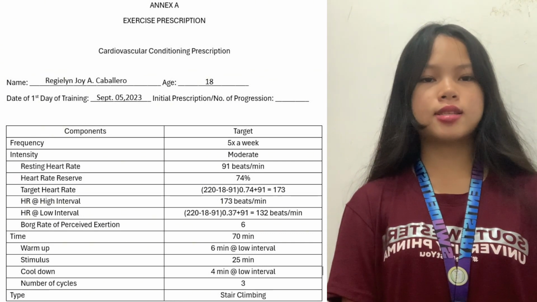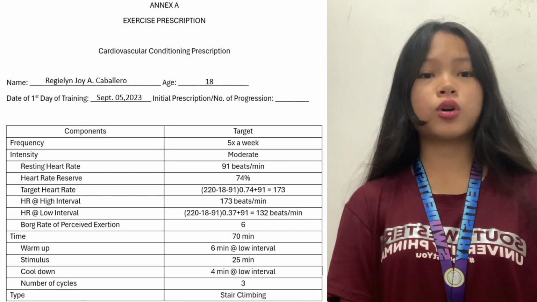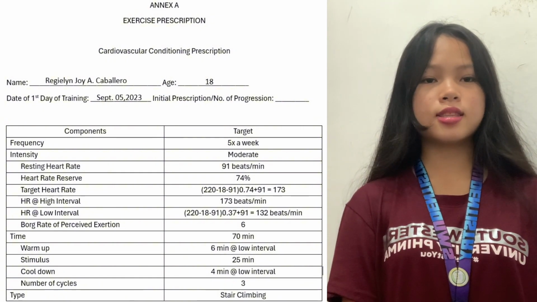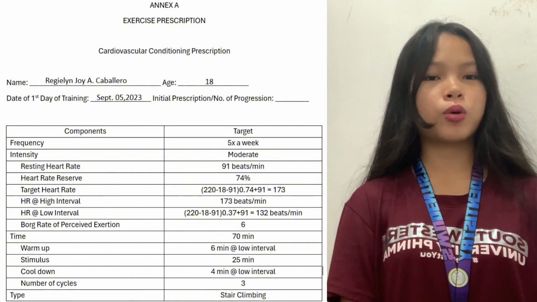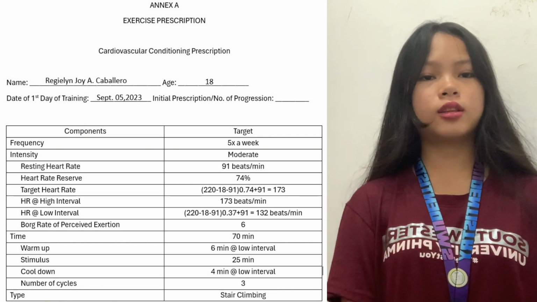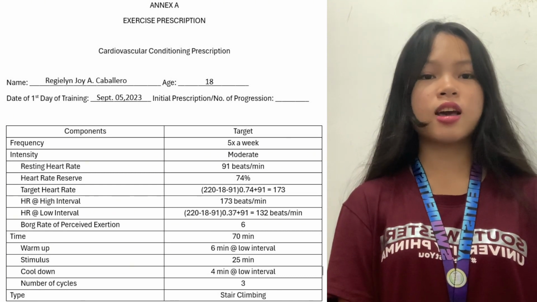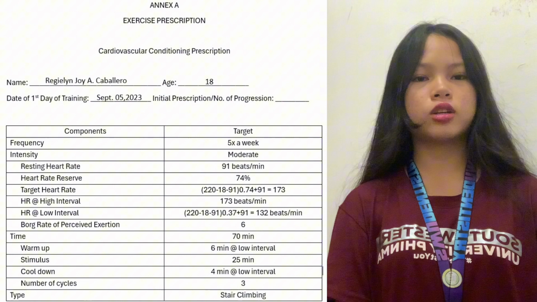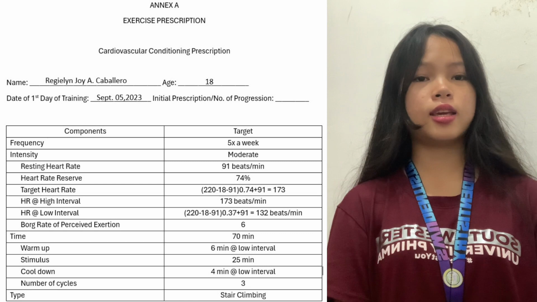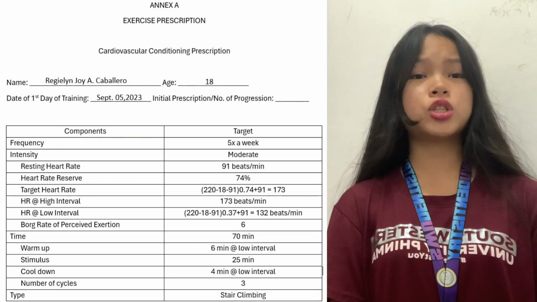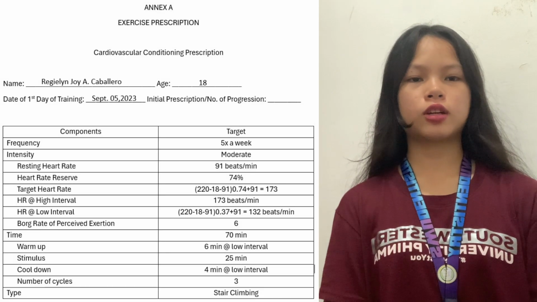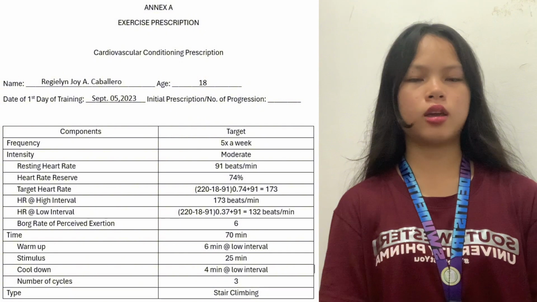For frequency, it's your own choice on how many times you're going to do a specific type of exercise in a week. Then intensity, you will put whether it is light, moderate, and vigorous intensity. Next, for resting heart rate, locate your pulse and you will count your heartbeats after doing the chosen type of cardio exercise. In heart rate reserve, it is based on intensity and it is the percentage based on the intensity, this one. So for the target heart rate, there is a formula.